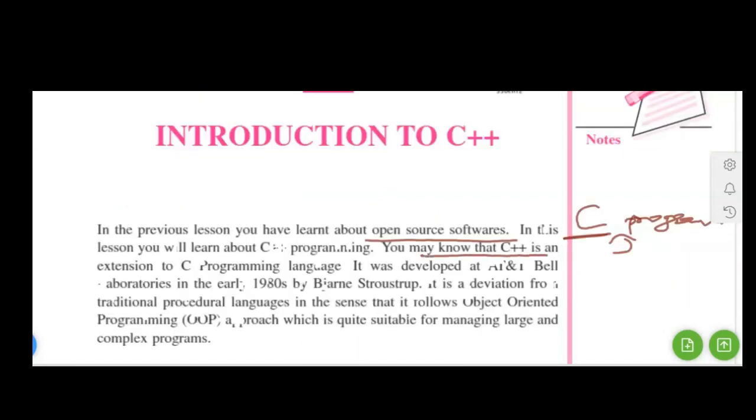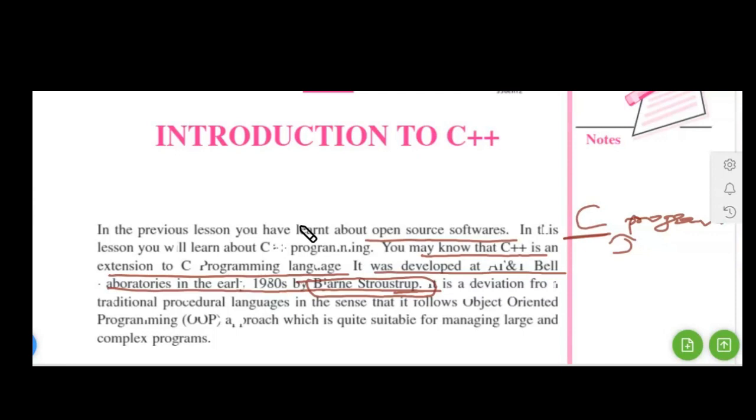To tell about C++, it is an extension to the C programming language. It was developed at AT&T Bell Laboratories in the early 1980s by Bjarne Stroustrup. So you can learn this name because it's very important.